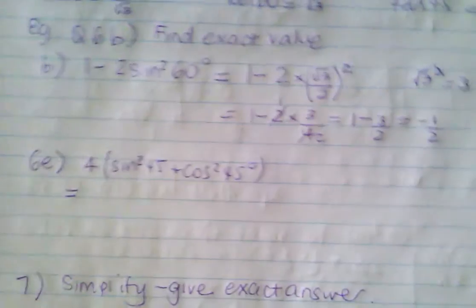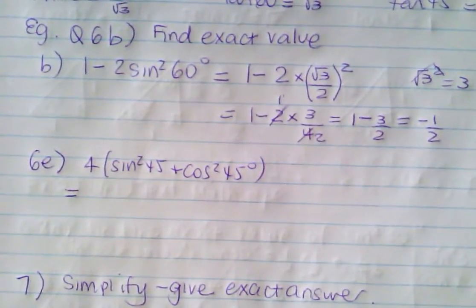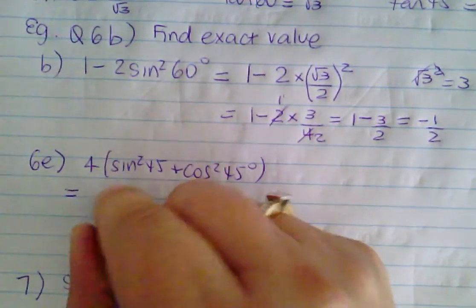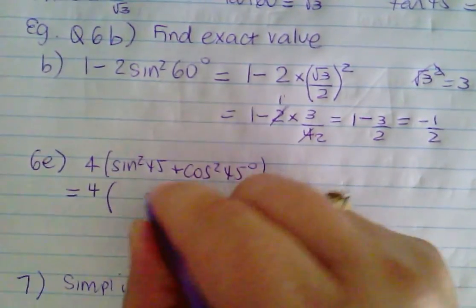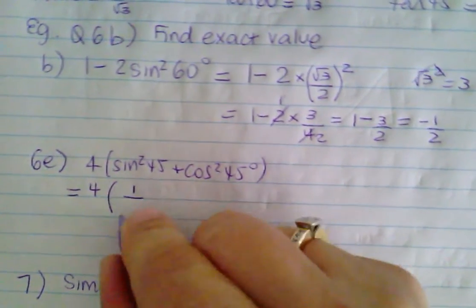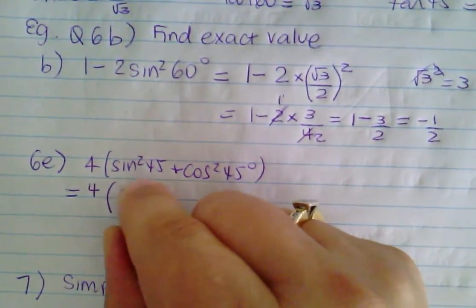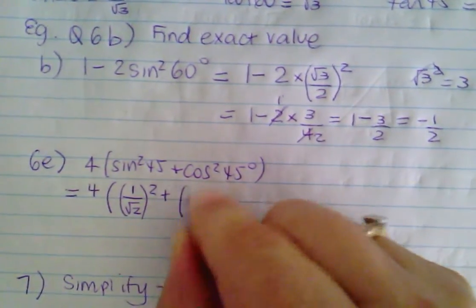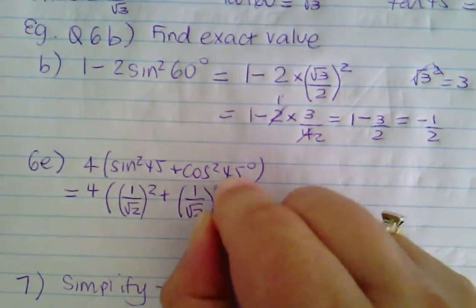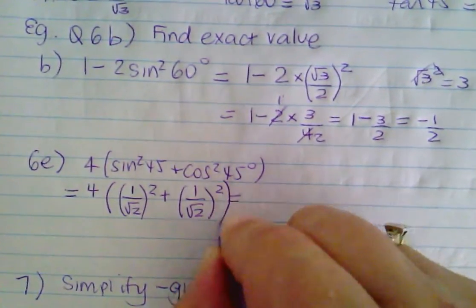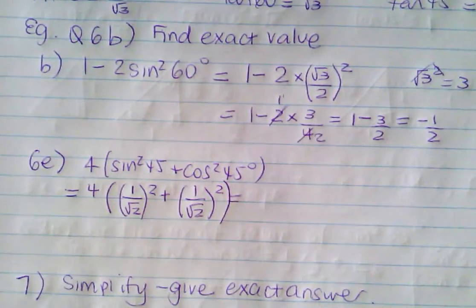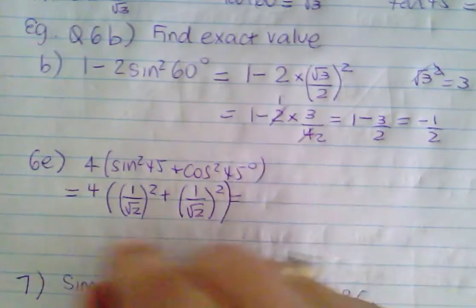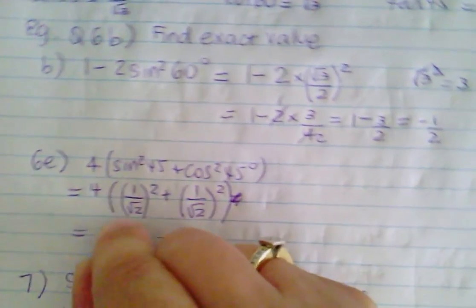So the next one, 4 times sine squared 45 plus cos squared 45. So that's 4 bracket. What's sine 45? 1 on root 2. I've got to square that. Plus 1 on root 2. I've got to square that. And it's 4 times. So notice I'm putting 4 bracket 1 over root 2 in brackets squared.